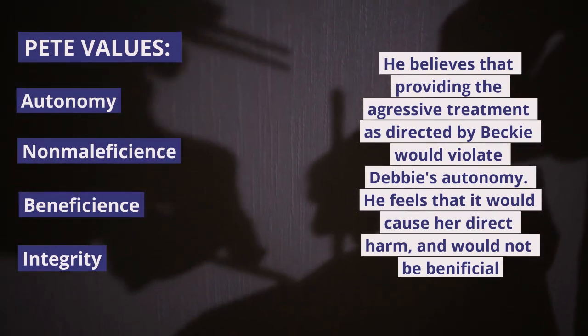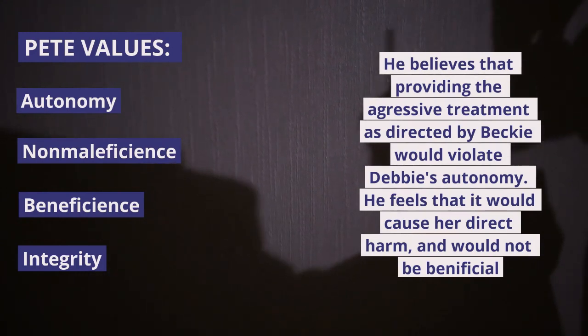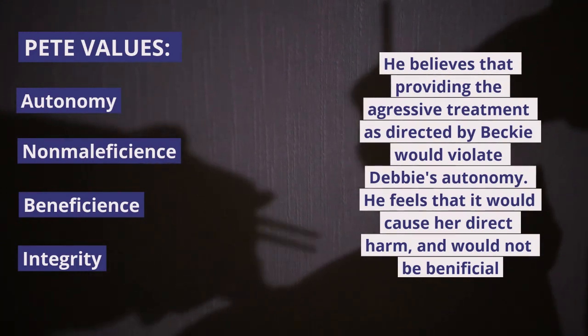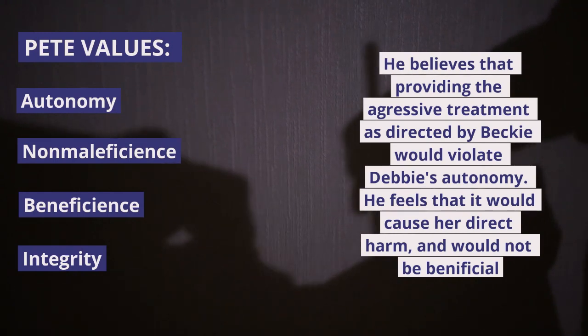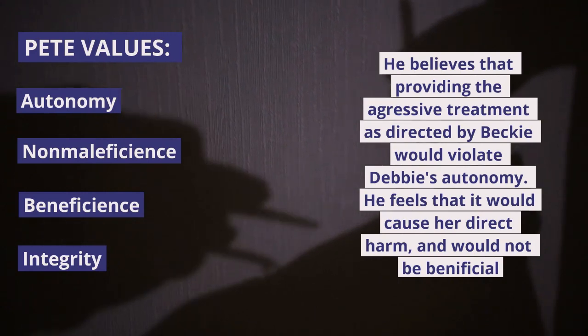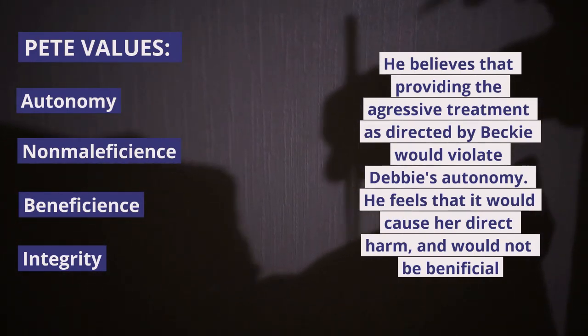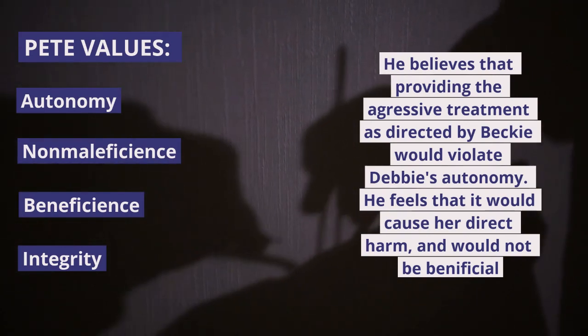He values non-maleficence, which is the belief that one's actions should do no harm. He sees value in beneficence, or the obligation to promote the welfare of others. He also values integrity, which is the practice of being honest and exhibiting a consistent and uncompromising adherence to strong moral and ethical principles. Having recently signed Debbie's POST, Pete believes providing aggressive treatment would violate her autonomy.